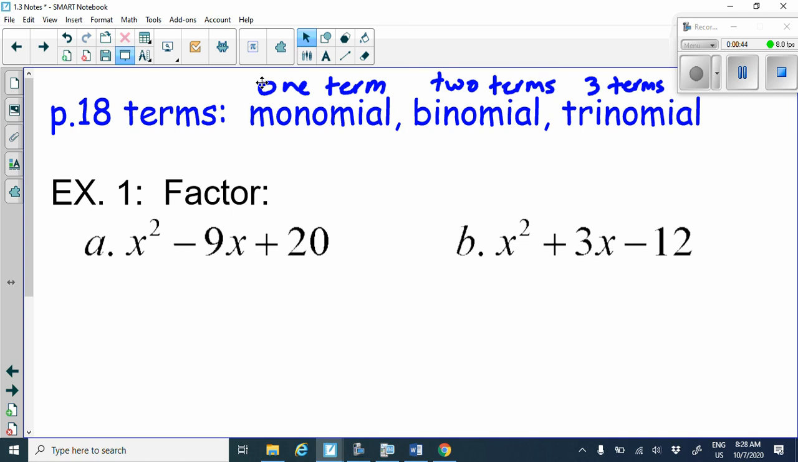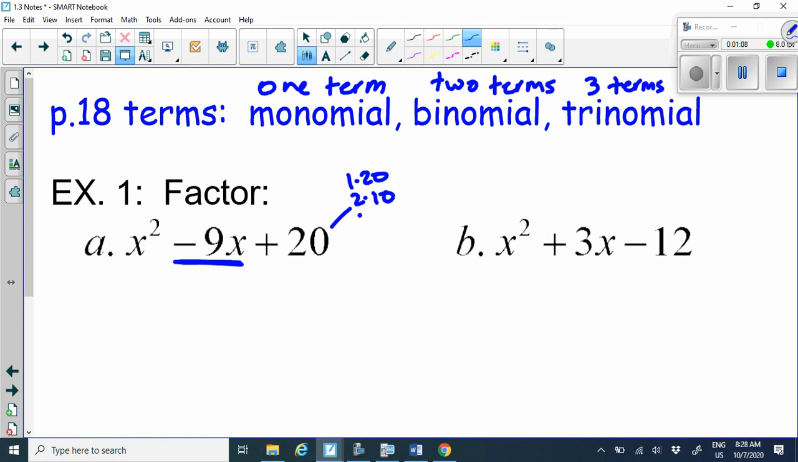Okay, so we're going to first talk about how to factor. So for example 1a, we have x squared minus 9x plus 20. So in order to factor, we are finding numbers that multiply to our last term, which is the constant, and add up to our middle term, which is the x term, okay? So let's figure out all the numbers that multiply to 20. We have 1 and 20, 2 and 10, and then 4 and 5. Now we need to see which pair will add up to our negative 9x. Well, that's going to be 4 and 5.